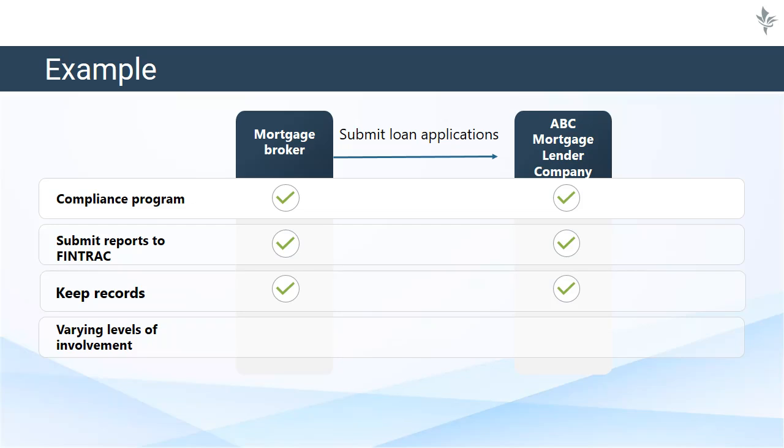Mortgage administrators, brokers, and lenders, as well as other businesses involved in the process of a mortgage transaction, have varying levels of involvement at different stages of the process. This means that each may have varying levels of contact with the borrowing client and access to different information surrounding the transaction. Further, each business has different risks associated with money laundering and terrorist activity financing because of their unique business model. Therefore, it is important for you as a participant in the mortgage transaction process to have your own compliance program, to keep your own records, and to submit reports, even if another business is doing the same.